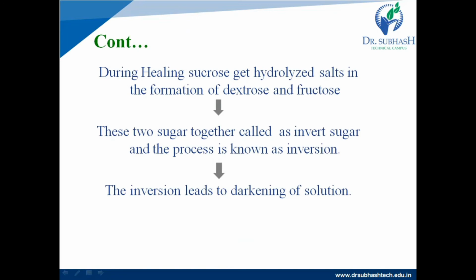During heating, sucrose gets hydrolyzed, resulting in the formation of dextrose and fructose. So during the heating process, sucrose is converted into dextrose and fructose. These two sugars together are called invert sugar, and the process is known as inversion process. The inversion leads to darkening of the solution.